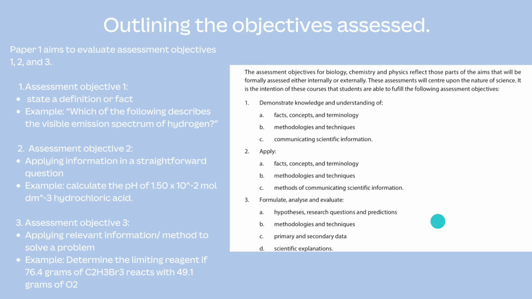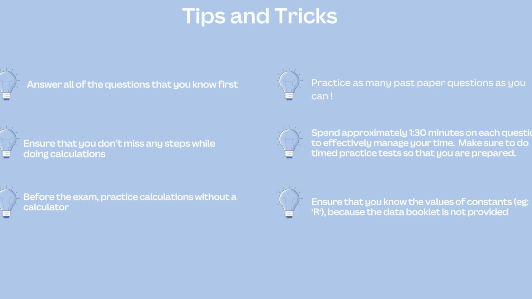Lastly, Objective 3 requires you to again apply information, but this time to solve a problem that requires critical thinking skills. Usually, these types of questions can be a combination of various topics and take more time to solve. An example is, determine the limiting reagent if 76.4 grams of tribromoethane reacts with 49.1 grams of oxygen. Here, you have to use your knowledge on the mole concept, molar ratios, molecular mass, and limiting reagent to find the correct answer.